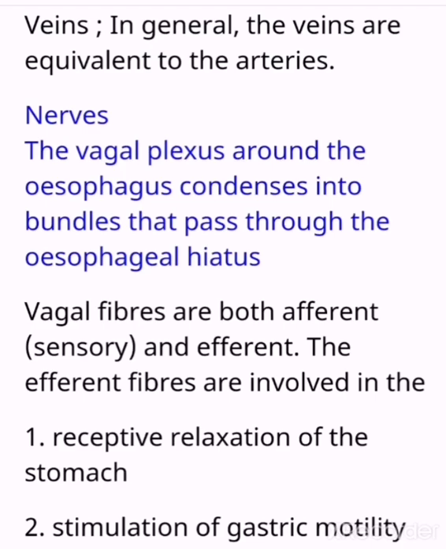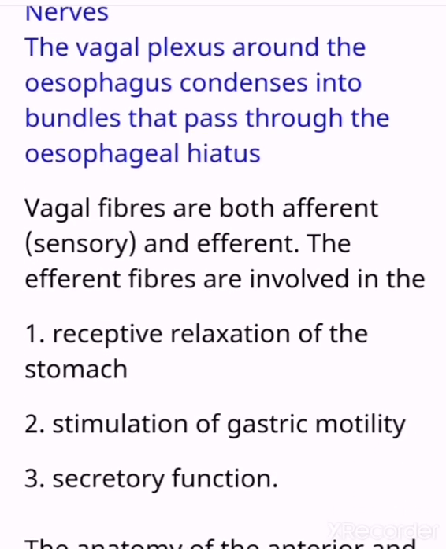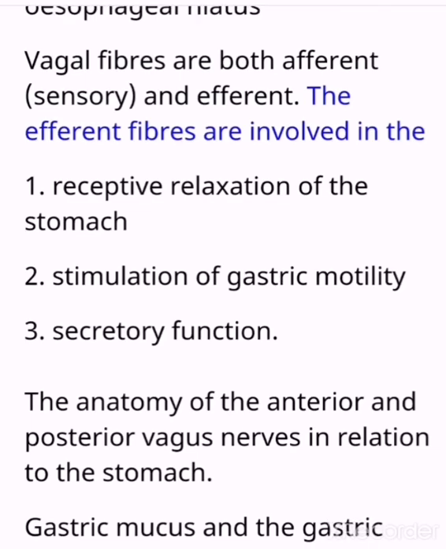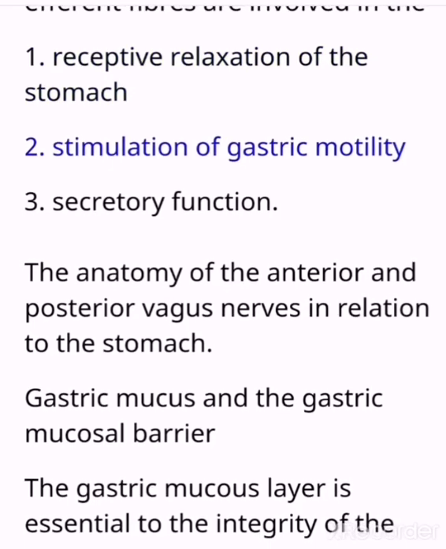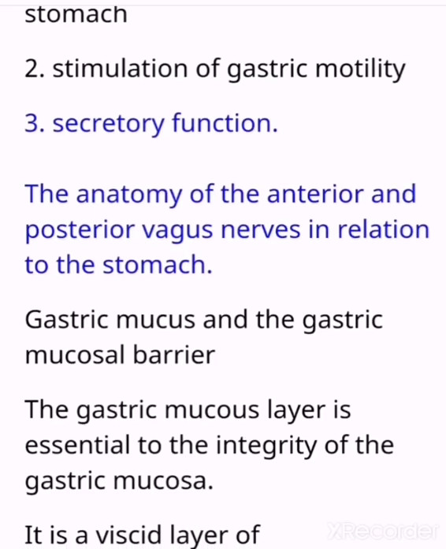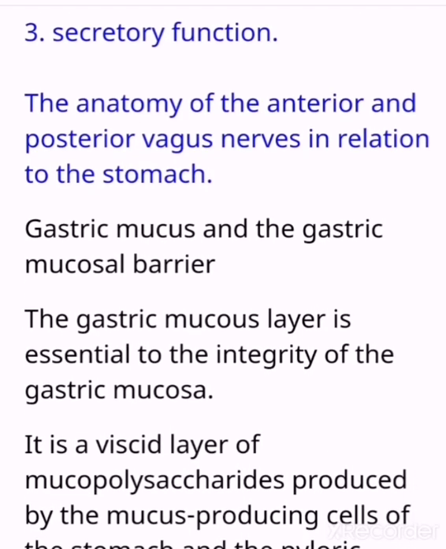Nerves. The gastric plexus around the oesophagus condenses into bundles that pass through the oesophageal hiatus. These fibers are both afferent, sensory, and efferent. The efferent fibers are involved in: 1. Receptive relaxation of the stomach. 2. Stimulation of gastric motility. 3. Secretory function. The anatomy of the anterior and posterior vagus nerves in relation to the stomach.